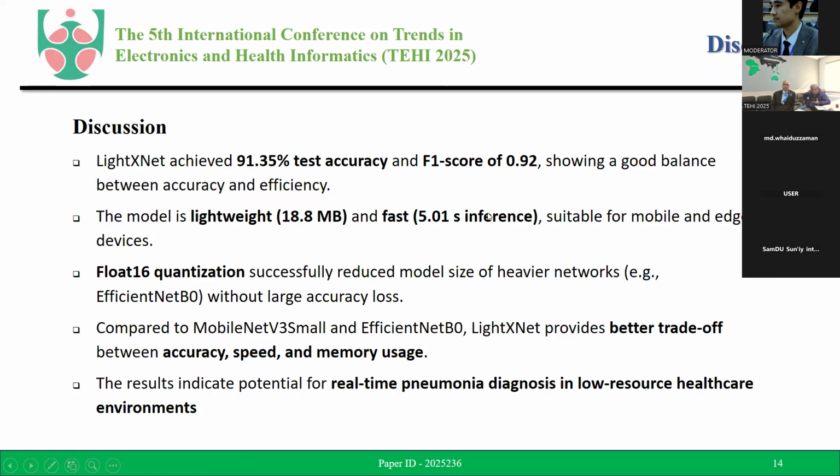Discussion section. Since you know LightXNet achieved 91.35% test accuracy, an F1 score of 0.92, and the model size is 18.8 megabytes. Float16 quantization successfully reduced the model size of heavier networks without large accuracy loss. Compared to MobileNet V3 and EfficientNet, LightXNet provides a better trade-off between accuracy, speed, and memory usage.